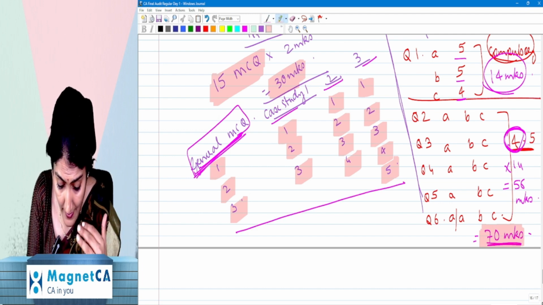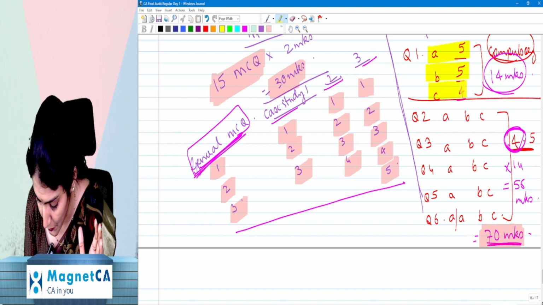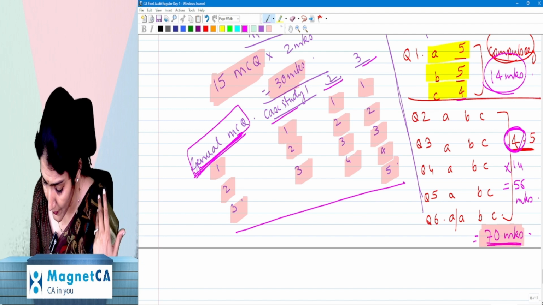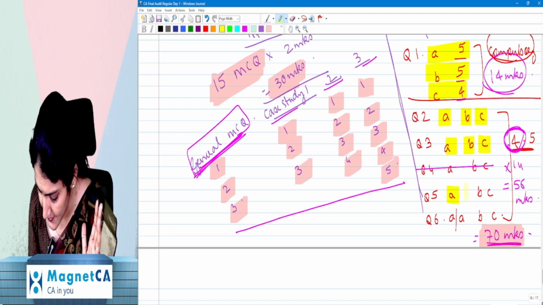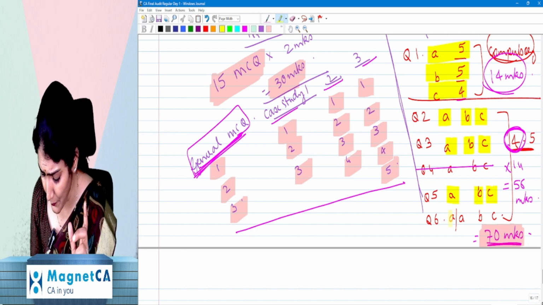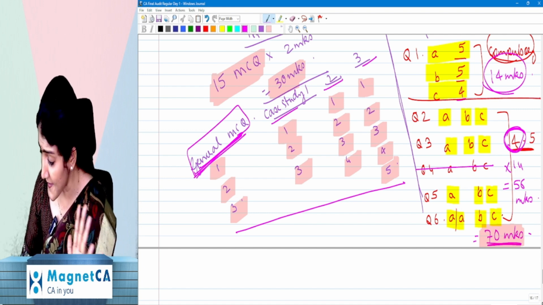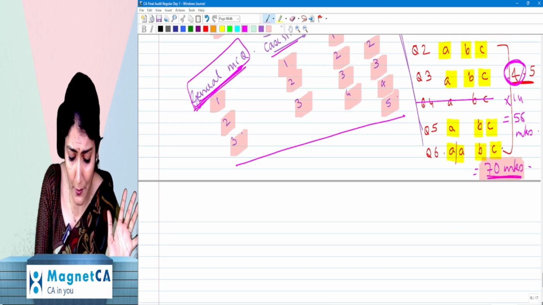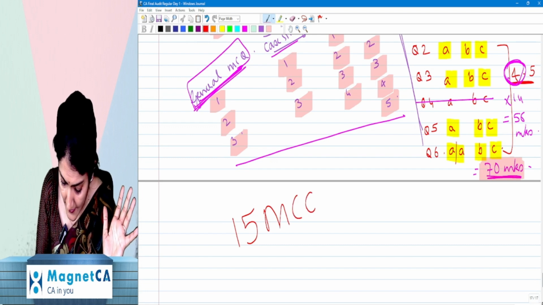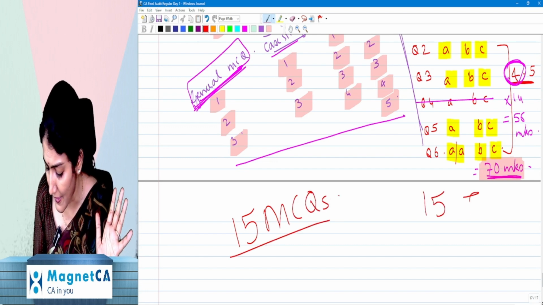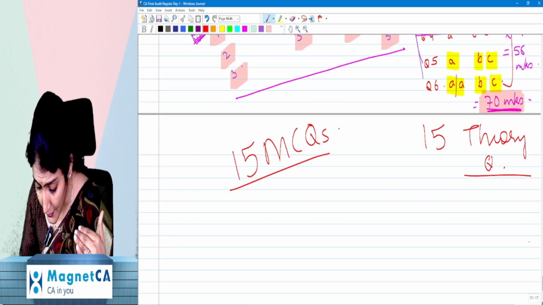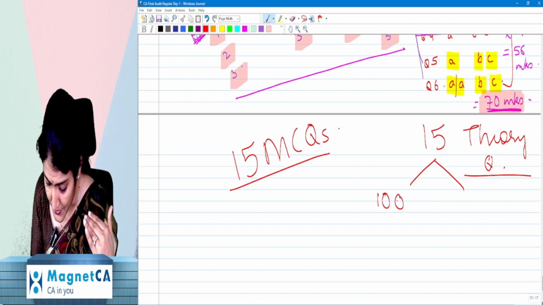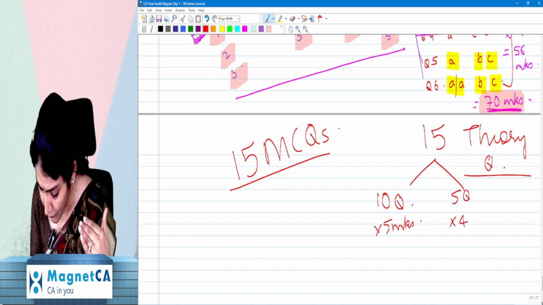Over here I'll have to write these 3 questions, 1, 2, 3, and say I don't want to write question number 4. For example, of 1 to 12, I'll write any one, and then 13, 14, 15. So as such, a very simple calculation if I have to do: it is 15 MCQs that I need to solve in my paper, and 15 theory questions. In these 15 theory questions, 10 questions are going to be the 5 markers, and 5 questions are going to be the 4 markers.